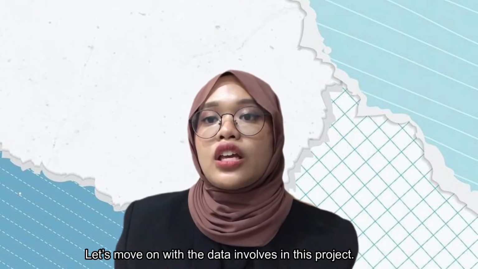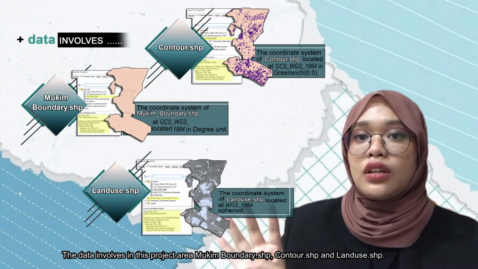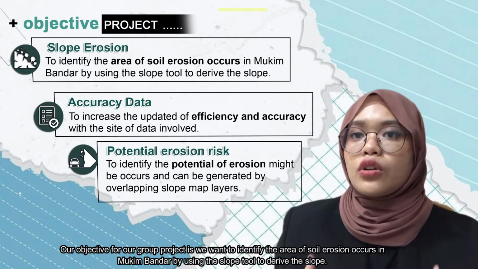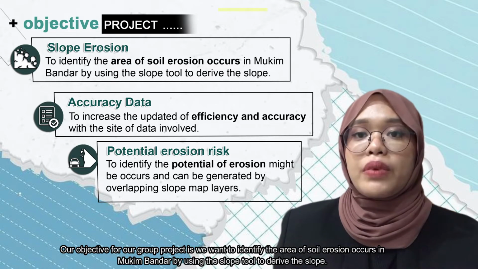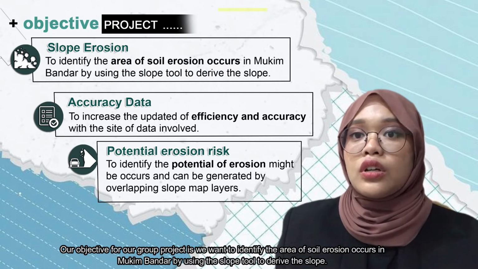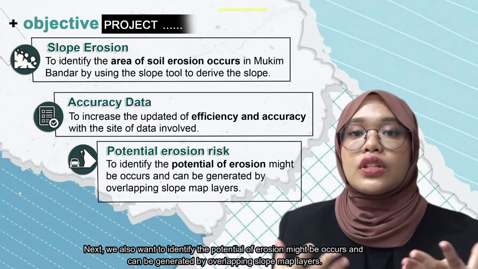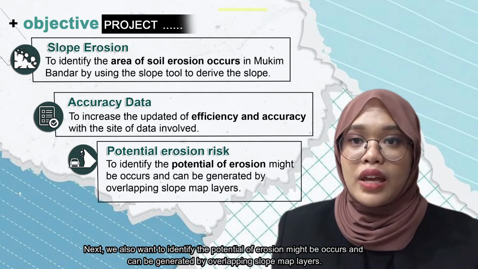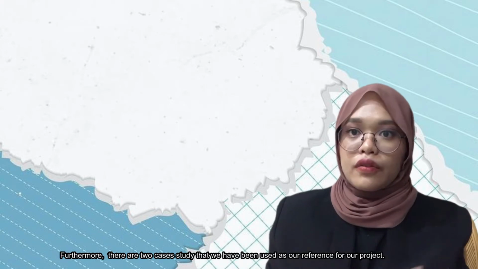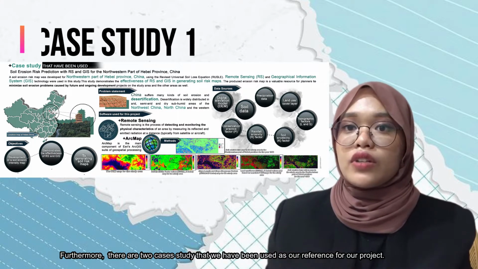Let's move on with the data involved in this project. The data involved are Mukim Boundary SHP, Contour SHP, and Land Use SHP. Our objective for our group project is to identify the area where soil erosion occurs in Bukit Bandar by using the slope tool to derive the slope. Next, we want to identify the potential of erosion that might occur, which can be generated by overlapping the slope map and layers. Furthermore, there are 2 case studies that we have used as reference for our project.